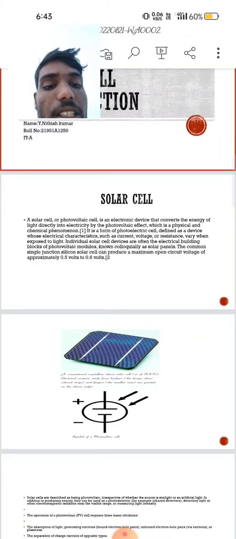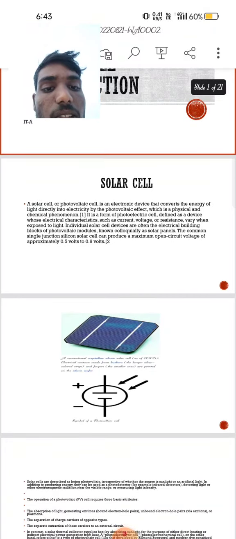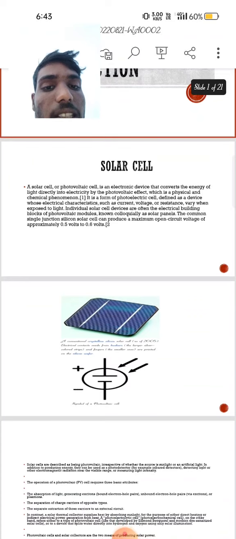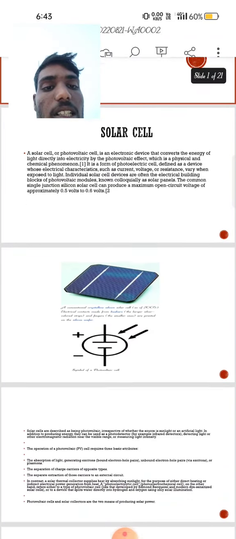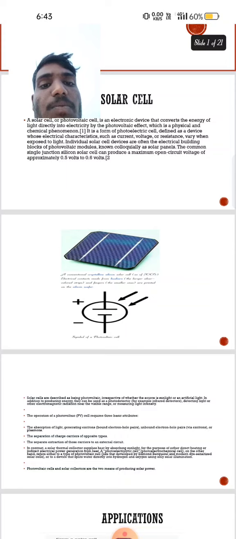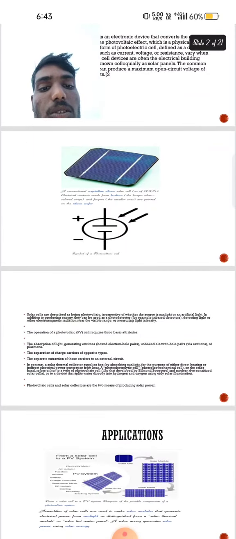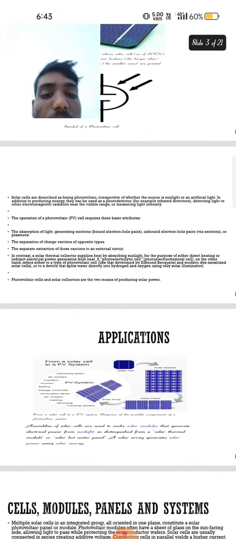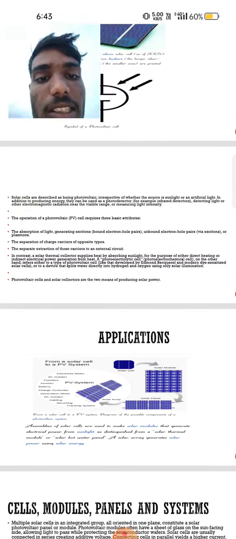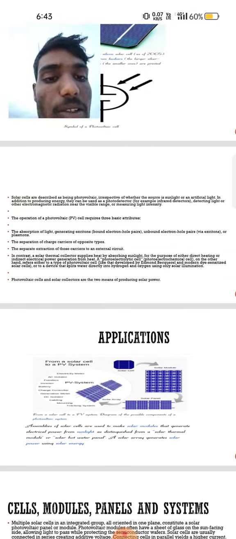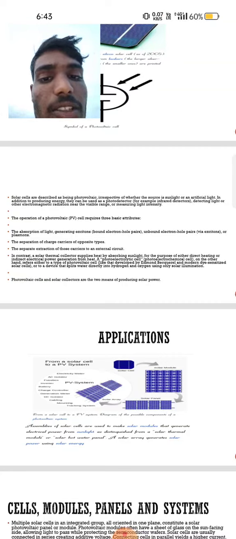Individual solar cell devices are often the electrical building blocks of photovoltaic modules, known colloquially as solar panels. The common single junction silicon solar cell can provide a maximum open circuit voltage of approximately 0.5 volts to 0.6 volts. Solar cells are described as being photovoltaic irrespective of whether the source is sunlight or an artificial light. In addition to producing energy, they can be used as a photodetector, for example infrared detectors, detecting light or other electromagnetic radiation near the visible range, or measuring light intensity.